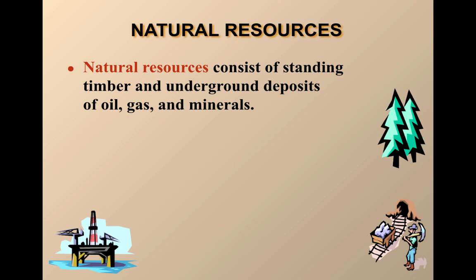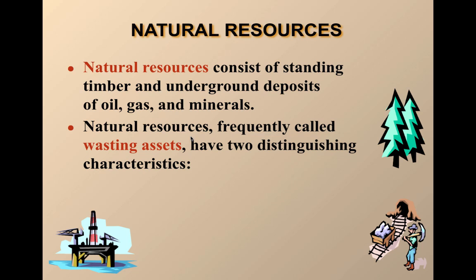Okay, so let's talk about what natural resources are. As you can imagine, these are things that are naturally occurring in the world that companies use as resources in their business. They consist of timber, like trees and forests, for the whole timber industry, pulp and paper, stuff like that. They're underground deposits of oil, gas, and minerals. These could be mines, diamonds, gold, you name it. And of course, oil and gas.